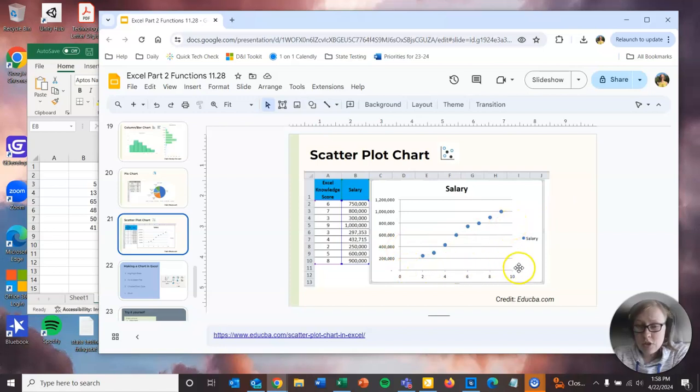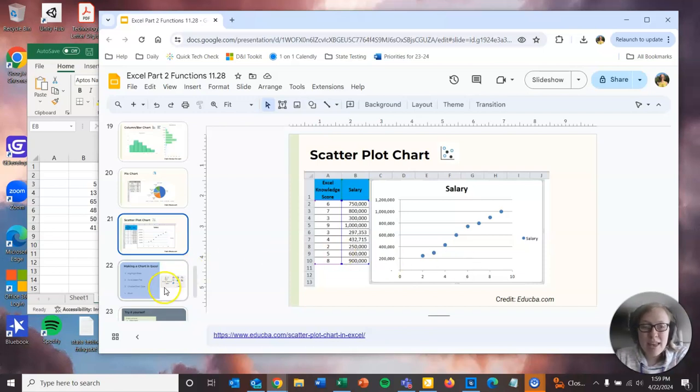So with scatter plots, there's usually one number on the bottom, one number on the side, and you're seeing, do these numbers go up together, or are they the inverse? As one goes up, the other goes down. All of that good stuff. Scatter plots you use a lot in math.